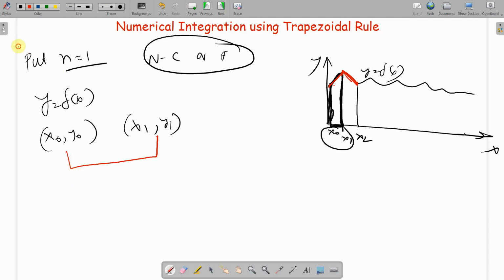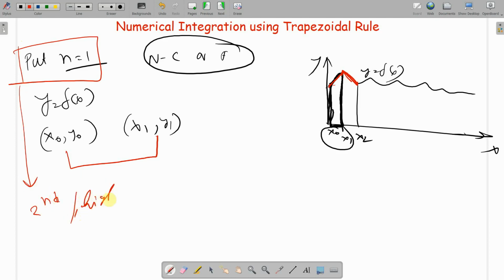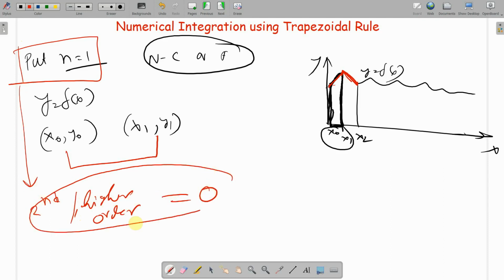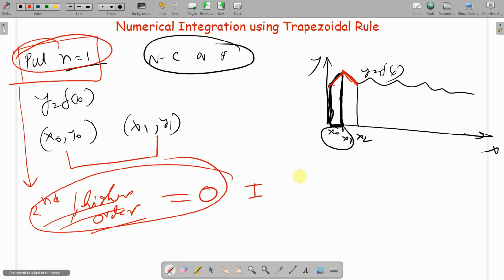and as I am putting n equals to 1, that means I am considering second or higher order terms equal to 0. So I am considering only n equals to 1, second or higher order terms are equal to 0. Okay. So what I will be doing here: you may find this theory difficult, but when I do a problem, it will be very easy for you. So wait for the problem.